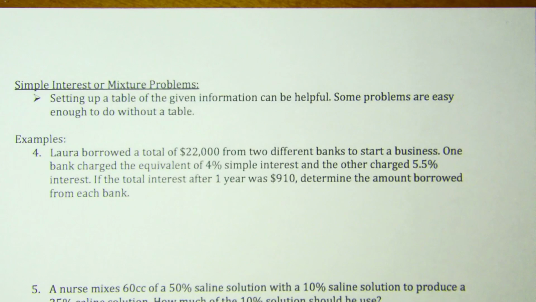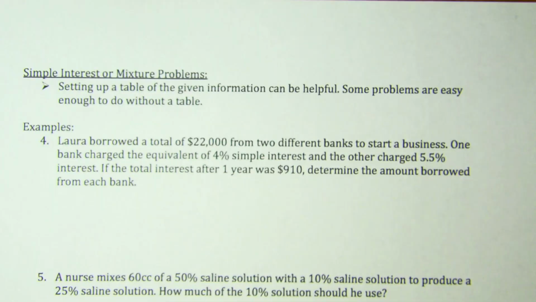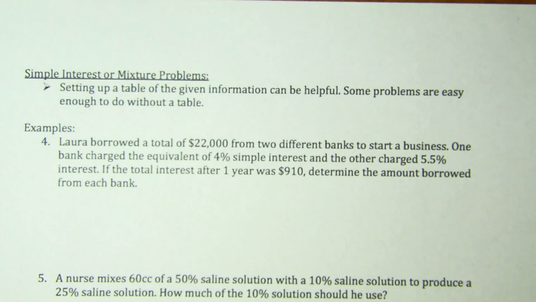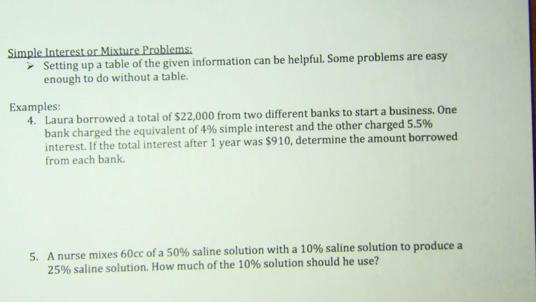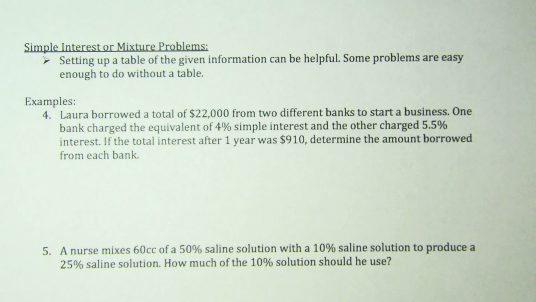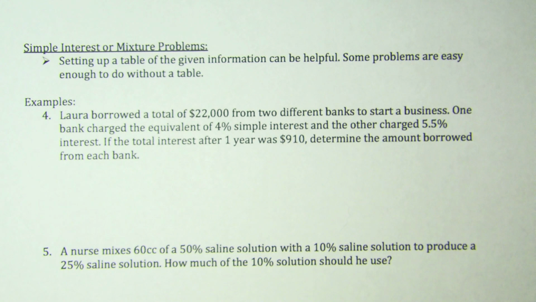Okay, we've got two more examples talking about simple interest and mixture problems. And the setup for these two scenarios is very similar. We're going to be, again, making a chart kind of like we did with the distance, rate, time problems. Again, we're going to set up a table with the given information, and then we're going to write equations from those charts.